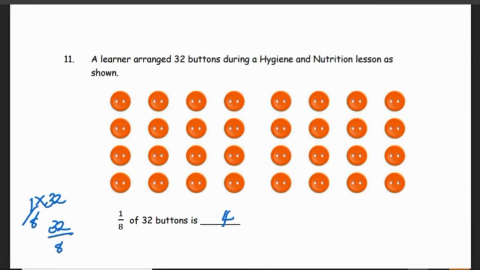So our buttons here is going to be 4, an eighth of them. The total of them, they are 32 and they are arranged in 8 rows. So you just count the number of rows: 1, 2, 3, and 4. And you get your answer as 4.